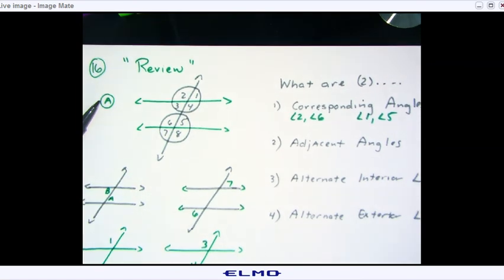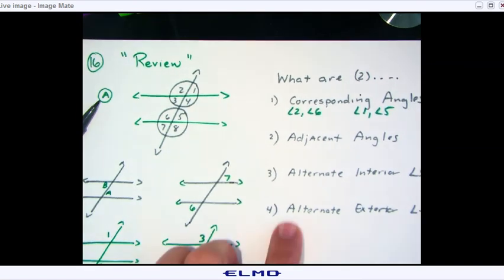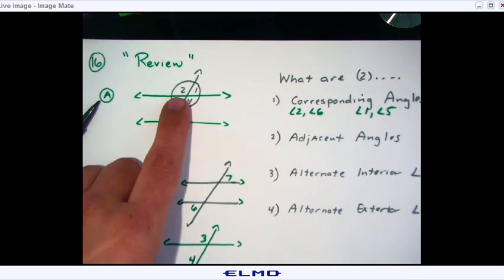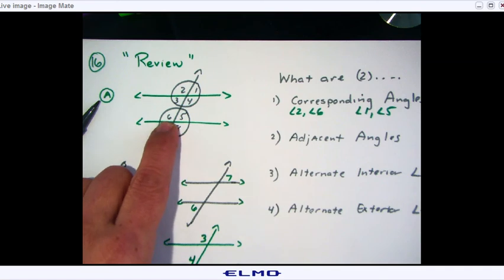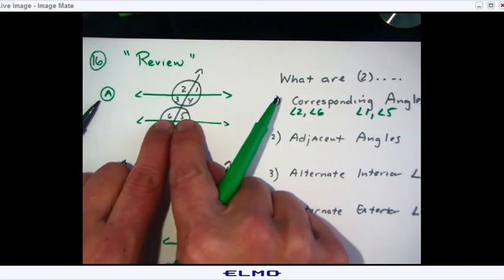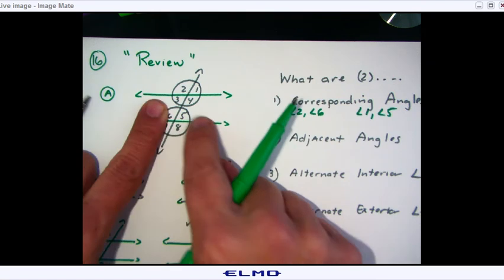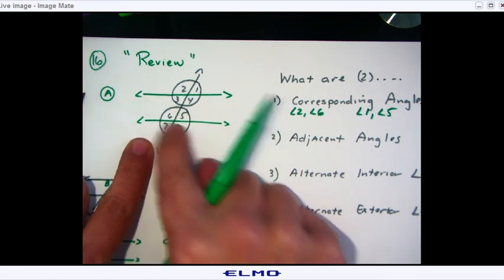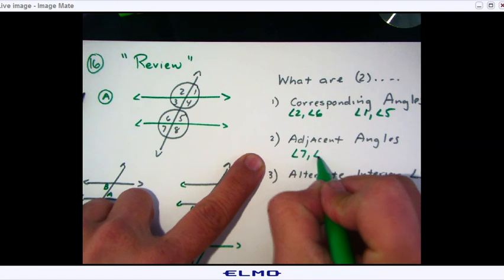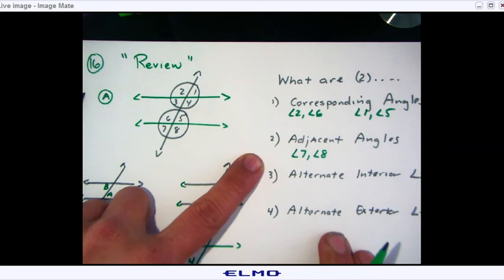Another one is adjacent angles. Adjacent angles are the ones that are next to each other, rubbing next to each other. So adjacent angles could be 6 and 5. You see how they're together? They're right next to each other. They're next to a line. It could be 5 and 8. It could be 7 and 8. So angle 7, angle 8.